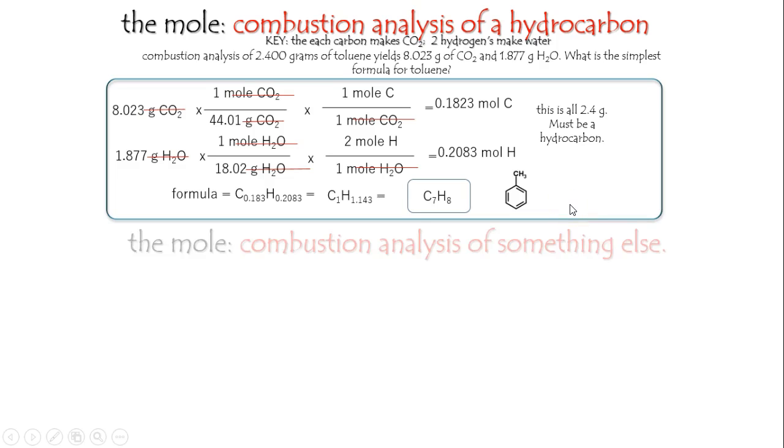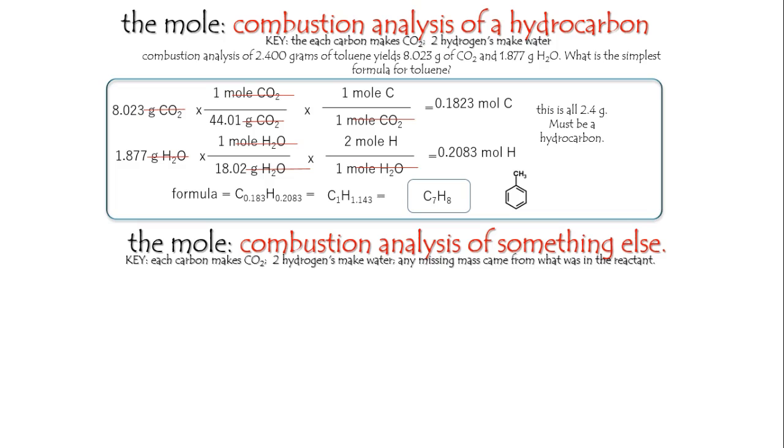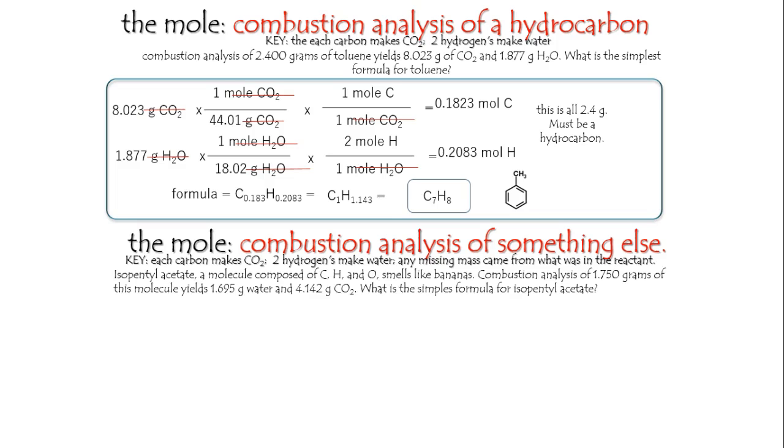Let's do another example. This can have another element. Isopentyl acetate, which I'm sure smells good. Oh yeah, it smells like bananas. Has carbon, hydrogen, and this time they're telling you it also has some oxygen in it. So combustion analysis of 1 3/4 grams of this stuff gives some water and some carbon dioxide. Let's find the simplest formula, hint, empirical formula, for isopentyl acetate. Let's start with what we're given, the carbon and the hydrogens, back calculate how many moles we must have started with, and in this particular case you're going to end up with a little bit short. The rest must be oxygen.